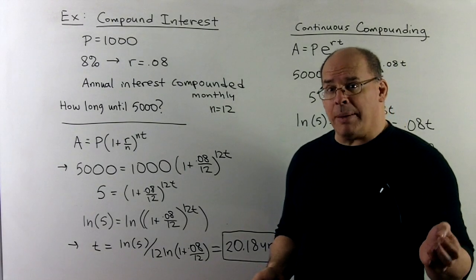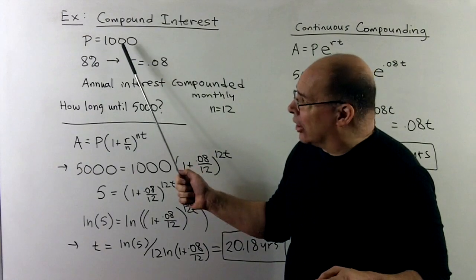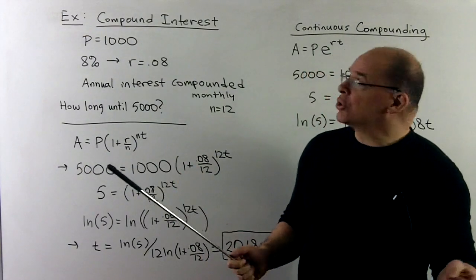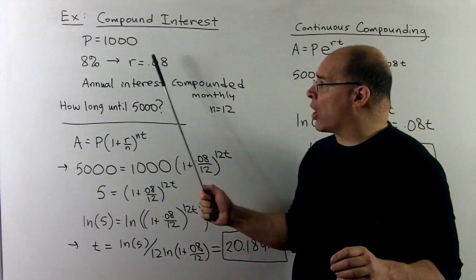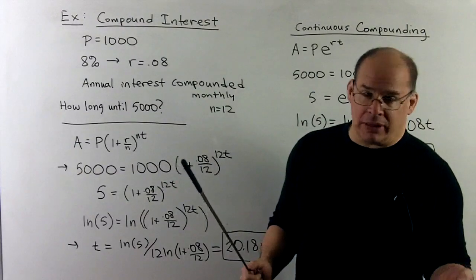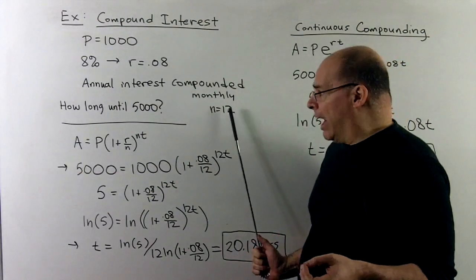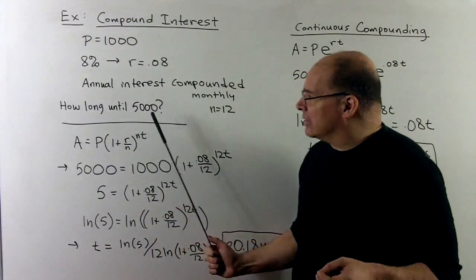Let's finish with a compound interest problem. We're going to start with $1,000. We'll have an annual interest rate of 8%. We divide by 100, that gives us r equal to 0.08. Our interest is going to be compounded monthly, so n will be equal to 12. We want to know, how long does it take for us to get to $5,000?